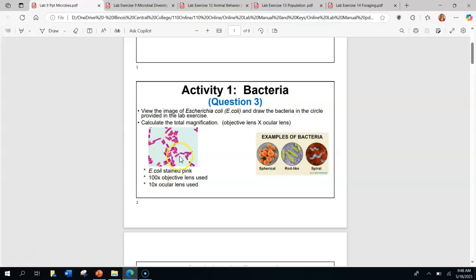This particular slide or image was made using the 100x objective lens of the microscope and the 10x of the ocular. One of the things that we're asking you to do is draw what you see in this picture, and give the total magnification. Remember, total magnification is objective lens times ocular lens, so that would be 1,000, because 100 times 10 is 1,000.